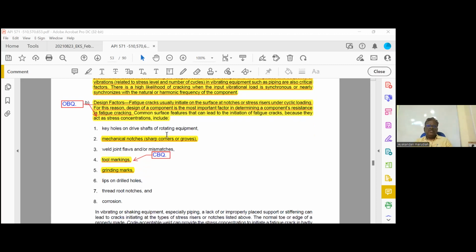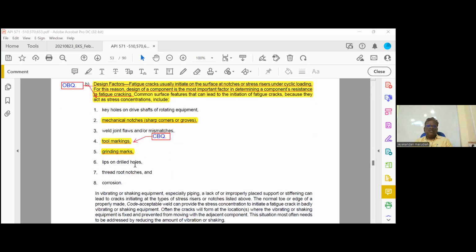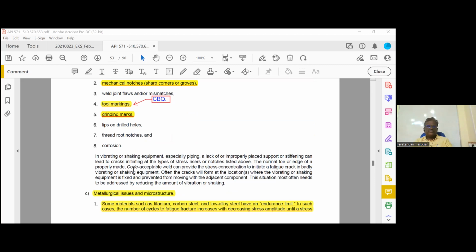what are the stress conditions? Keyhole, mechanical notches, weld joint flaws, tool marks, grinding marks. These are asked in various exams. Lip on drilled holes, root notches, corrosion. These are the reasons fatigue cracking can have.